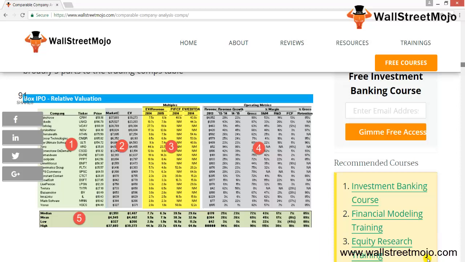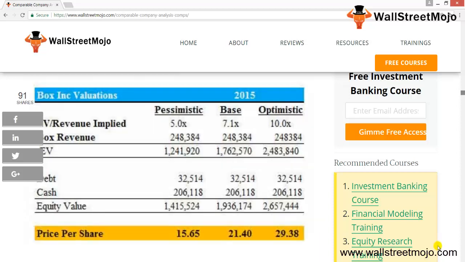Now, as you can see in the table, it shows the per share price using the three scenarios. Box valuation ranges from 15.65 in the pessimistic case to 29.38 in the optimistic case. The most expected valuation for Box using relative valuation is 21.40.